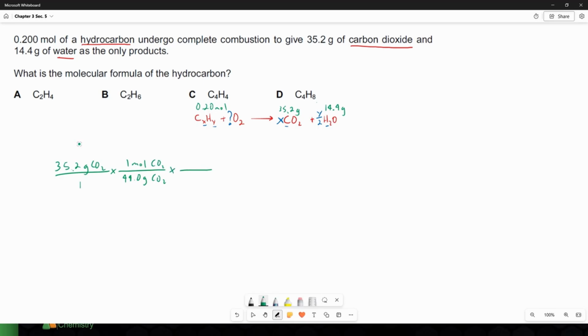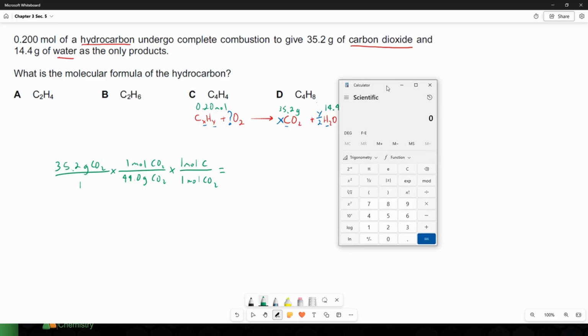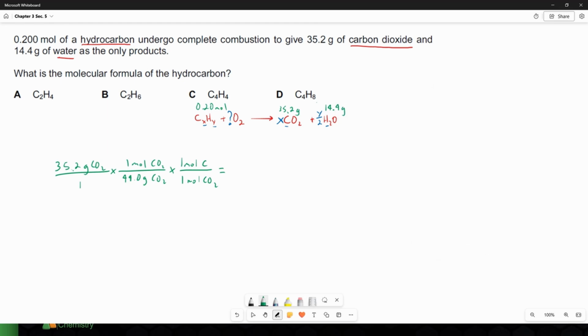Now, we have moles of carbon dioxide, but we don't want moles of carbon dioxide. We want moles of carbon, right? Because that's what we're going to work with. So if we have 1 mole of carbon dioxide, it has 1 mole of carbon in it, CO2, so C1. So 1 mole of carbon dioxide is 1 mole of carbon. That means that these 35.2 grams of carbon dioxide represent 35.2 divided by 44 times 1. It represents 0.8 moles of carbon.